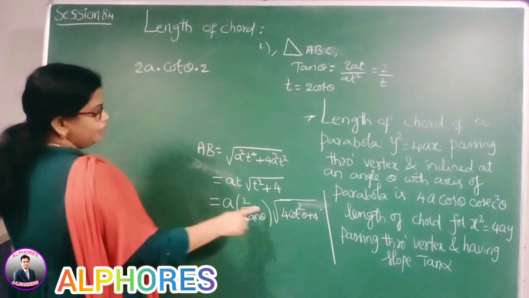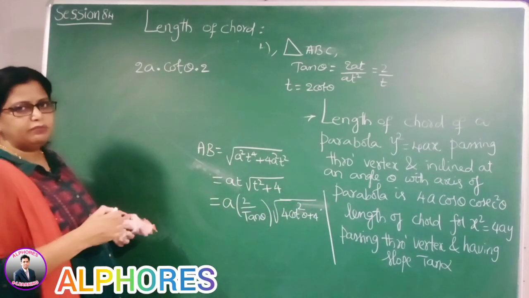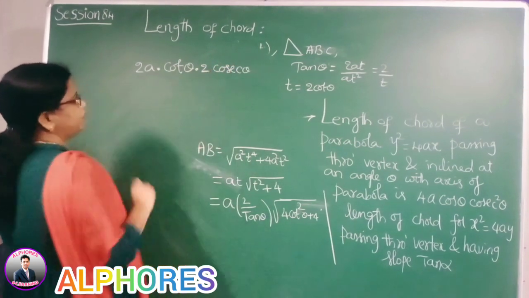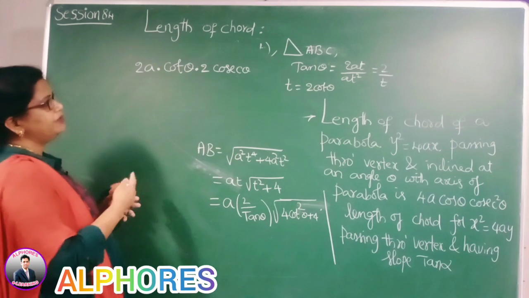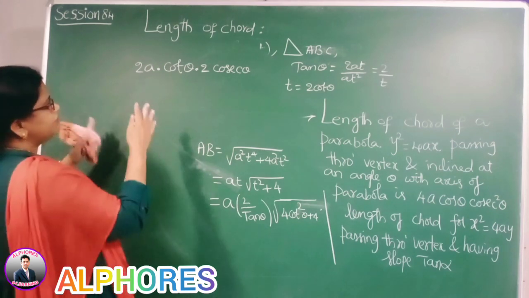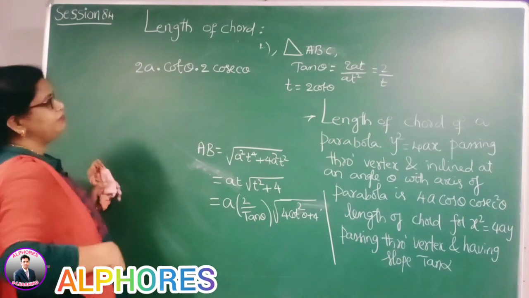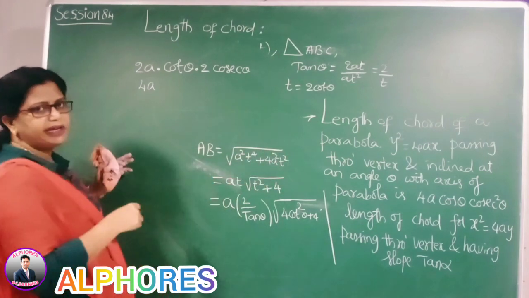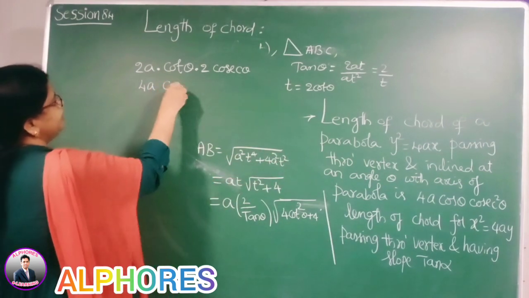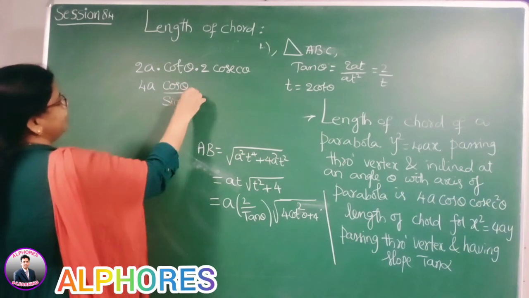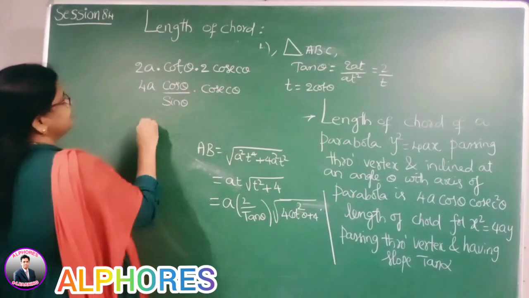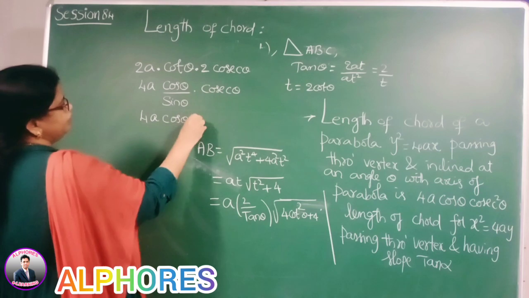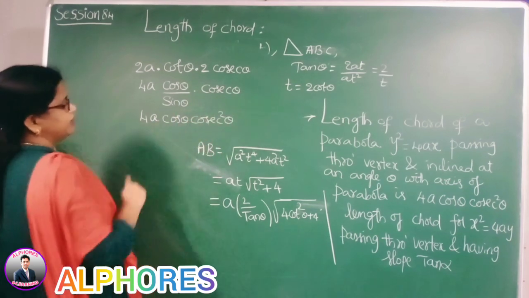So 2 is coming out. Cot square theta plus 1 is nothing but cosecant square, and thereby we write this value as cosecant theta. Now the angle we have taken is acute, so everywhere I am putting positive, or else we can put the complete value in terms of the mod symbol also. Now this is 4a we got, but the answer is cosecant square. Therefore I am writing this as cos theta divided by sin theta, into cosecant theta. Hence this is nothing but 4a, the value is cos theta, and 1 by sin is nothing but cosec. Therefore you got 4a cos theta cosecant square theta.